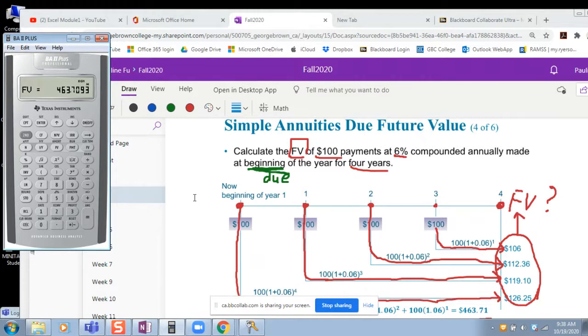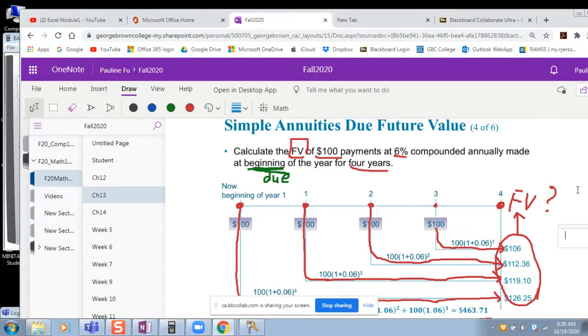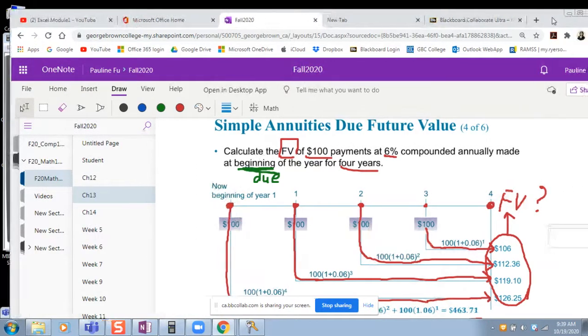Any questions? So we did future value of simple annuities due. All right, I'm going to move on.